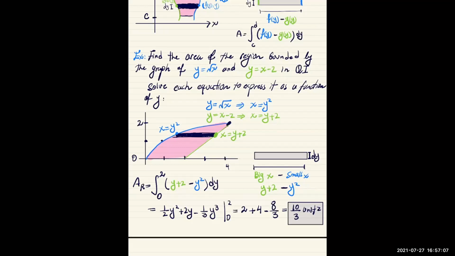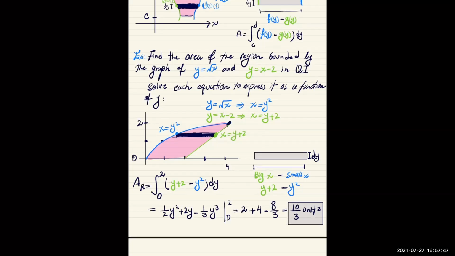Just pick a point. If you don't believe me, pick a point. For instance, if I choose 1 for y, okay? Plug that into this function, you get what? You get 3. If I plug 1 into this y, I'm gonna get 3. If I put 1 in here, 1 squared is equal to 1. So which is bigger, 3 or 1? Isn't 3 bigger? Yeah.